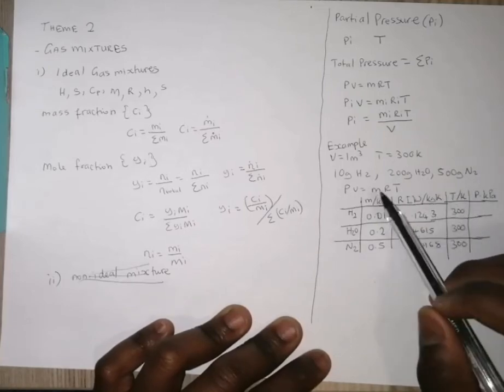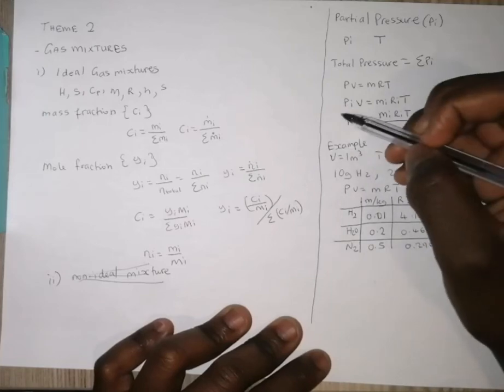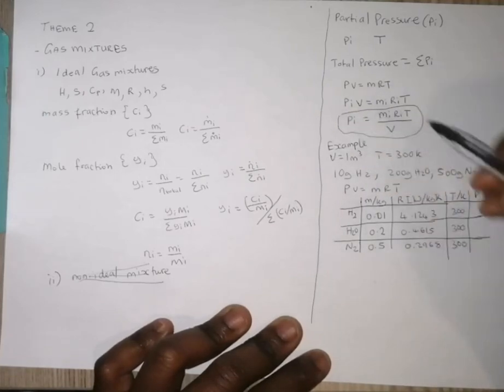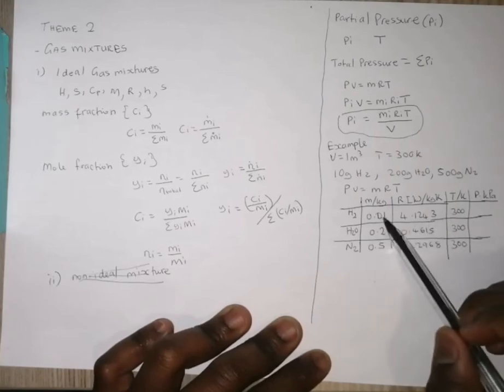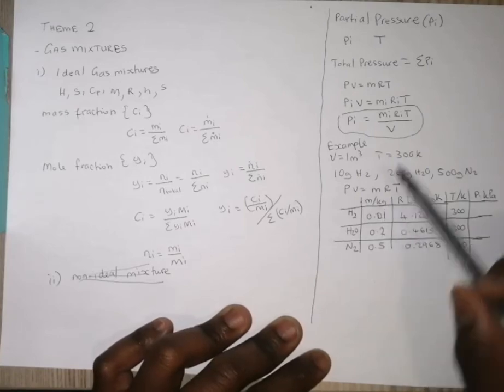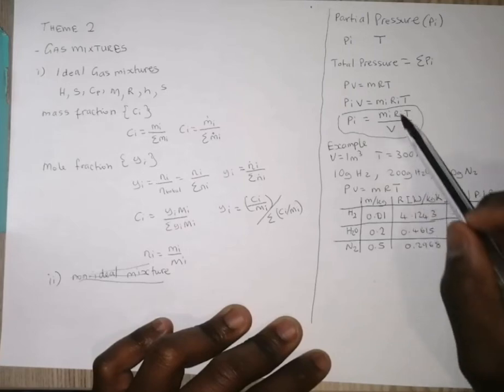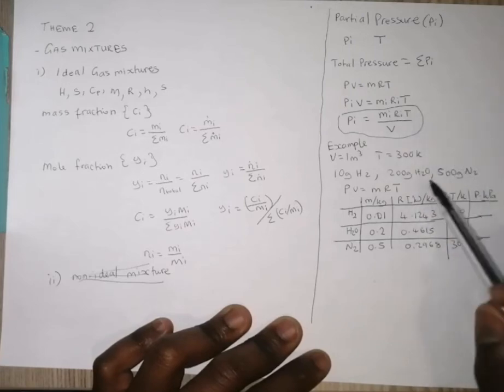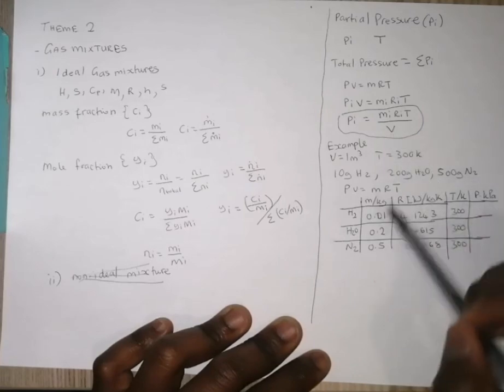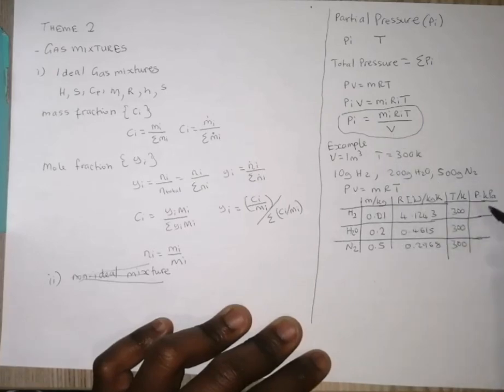So what we now do is we use this formula here. For H2, we get the 0.01, which is the mass, and put it there. Then we get Ri, and put it there. Then the temperature, and then the volume, which is the same, 1 cubic meter. What we're going to have is 12.37 kilopascal. Then for water, what we're going to have is 4.47 kilopascal.